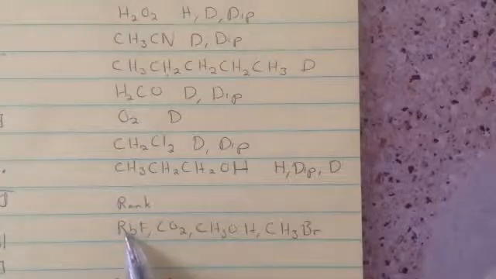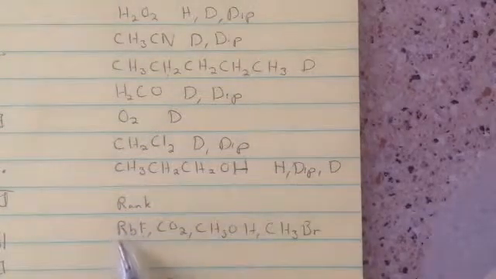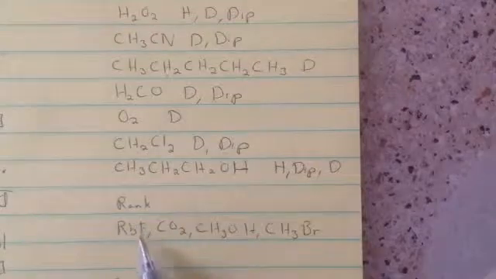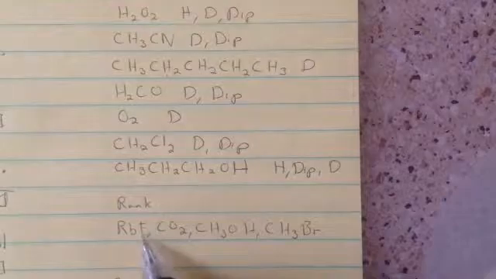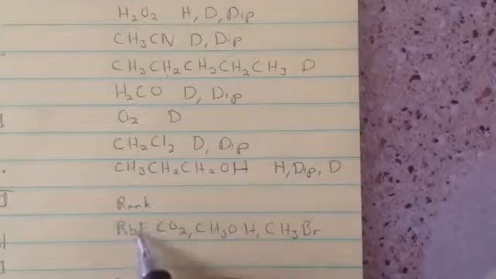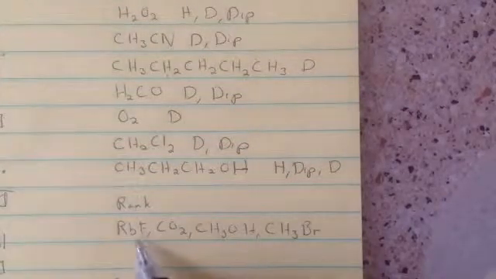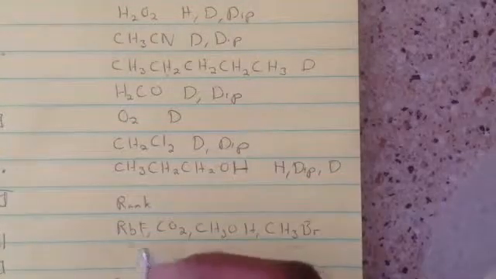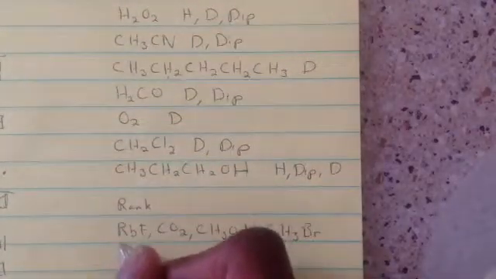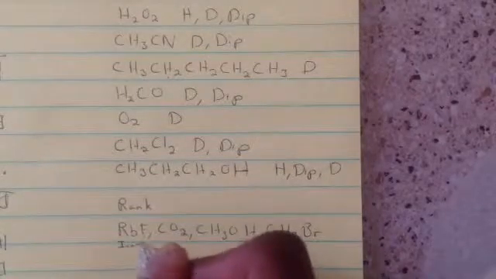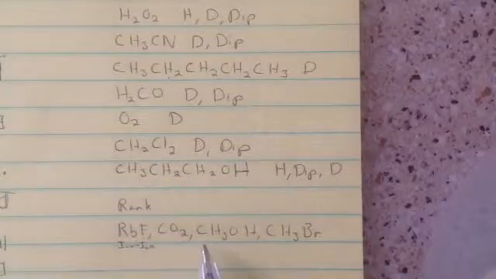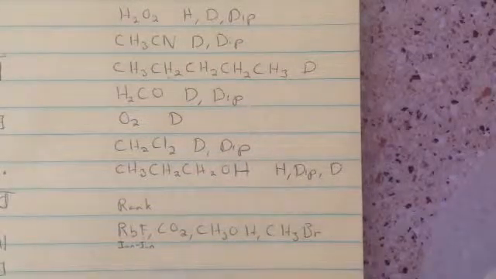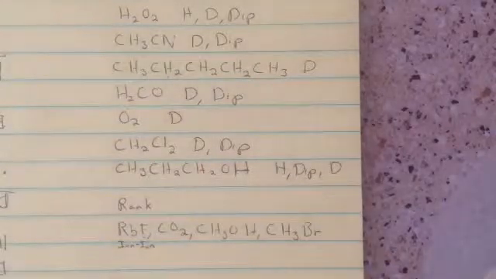RbF is a metal plus a nonmetal, so that's going to be a cation and an anion. So that's going to be an ionic bond. If it's an ionic bond, it's going to have a type of intermolecular force called ion-ion interaction. Ion-ion interactions are actually stronger than hydrogen bonds. So we can quickly cover ion-ion interactions.